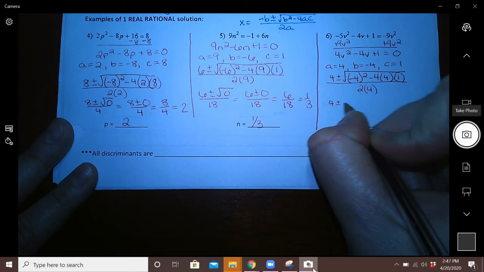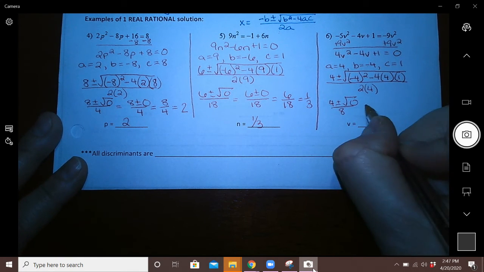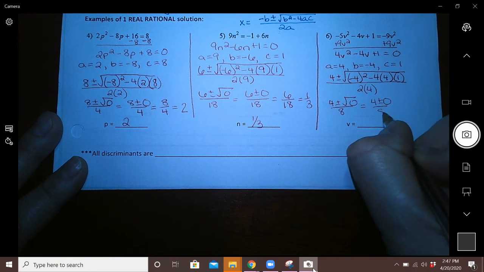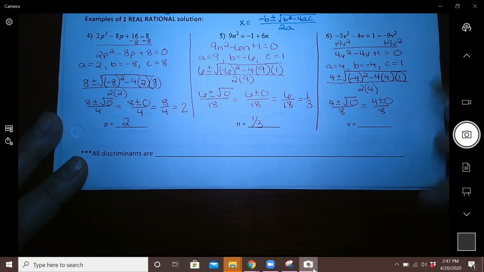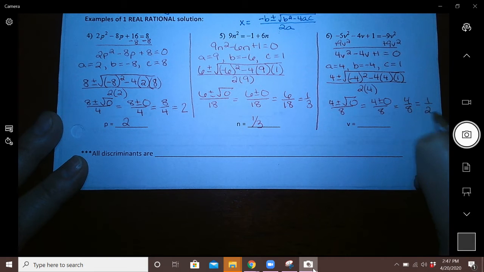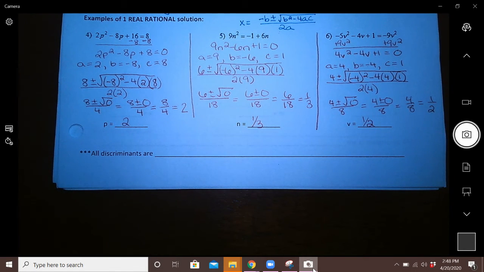So the value underneath the square root is 0. 2 times 4 in the denominator is 8. The square root of 0 is 0. And whether you add or subtract 0, the fraction is going to be 4/8, which reduces to 1/2. So my final solution is 1/2.